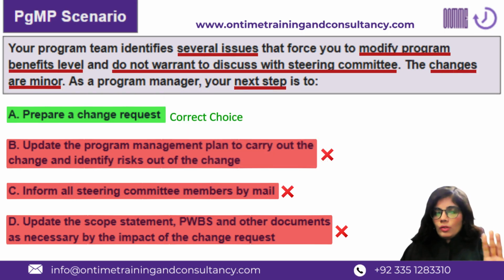B and D is one of the steps, I know, but it's not the next step, because until and unless you have a proper change request formulated, you can't really guide your team about how to update the scope statement, how to update the WBS, how to update the risk register, how to update the quality documents. And until and unless D is done the right way, the integration, the clubbing of different artifacts in the program management plan is not going to be done the right way, which is option B. So like I said, A, D, B, and C is the right order of execution of steps.